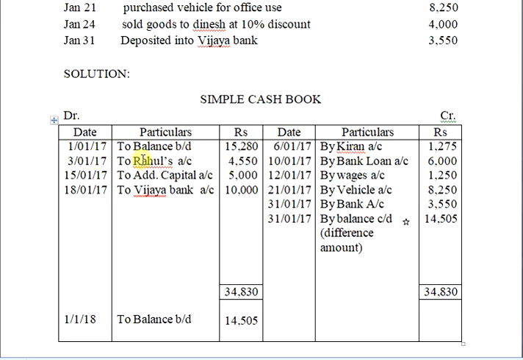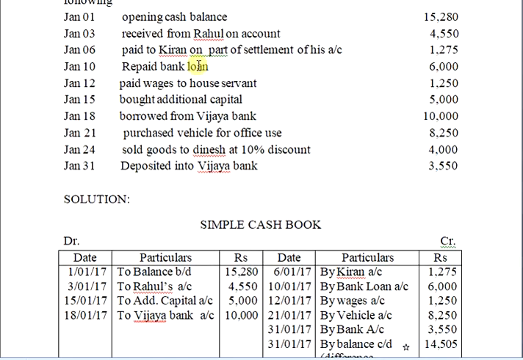So, on 1/1/2017, balance brought down. How much are we considering? 15,280. That is the opening balance given. What is the next point given here? On Jan 3rd, received from Rahul on account 4,550.